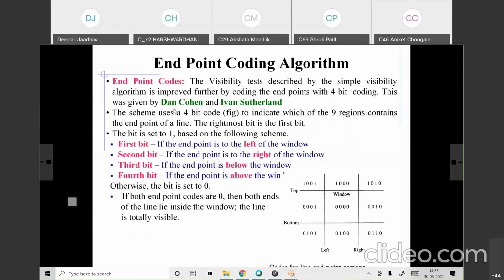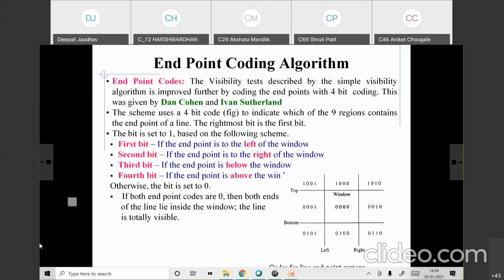This was given by Dan Cohen and Evan Sutherland, but it is not the Cohen-Sutherland algorithm; again, we are going to see it afterward. This algorithm is also implemented by Cohen and Sutherland. The scheme uses a 4-bit code as shown in the figure to indicate which of the 9 regions contains the endpoints of the line. Endpoints are very important.